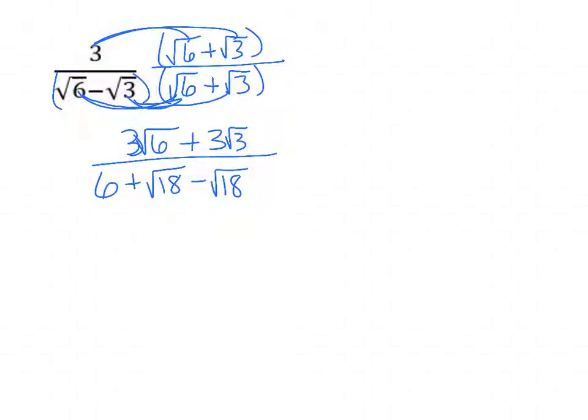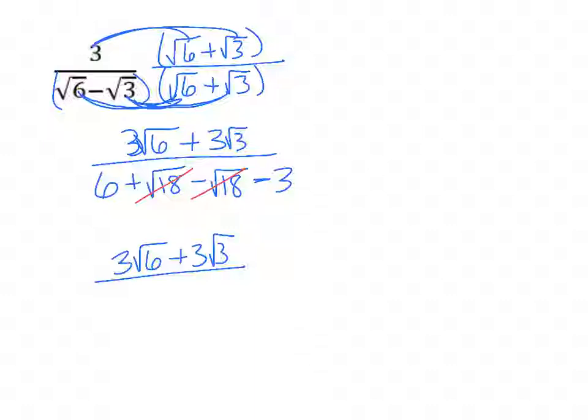And last, got a negative root 3 times a positive root 3. So negative times a positive is a negative, and a root 3 times a root 3 is just 3. And just as I anticipated, those are going to cancel like I needed them to. My numerator is 3 root 6 plus 3 root 3 all over 6 minus 3, that's a 3.